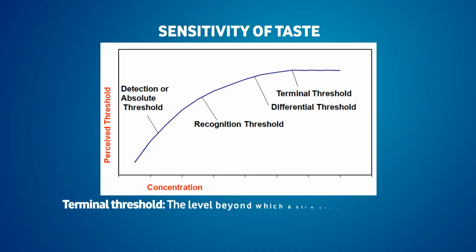Yes, there are two different solutions, two different concentrations of salt. And what is the terminal threshold beyond which the differentiation does not really come? These parameters give the sensitivity of the taster who is tasting. So out of these different attributes, when we club particularly taste and odor, that is very important to understand.